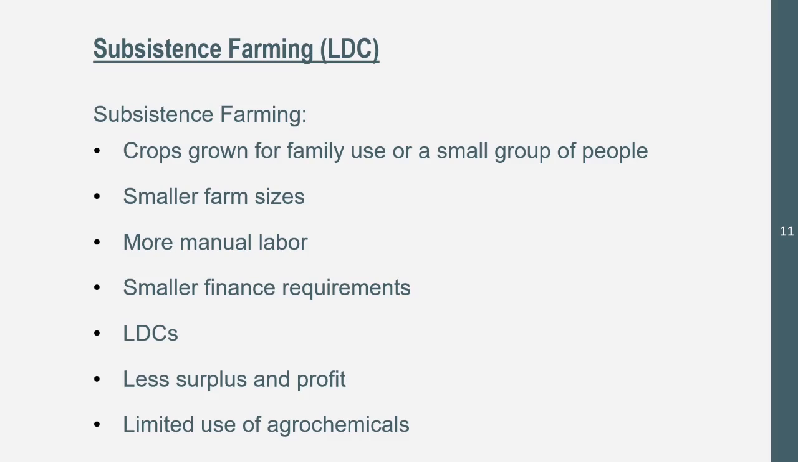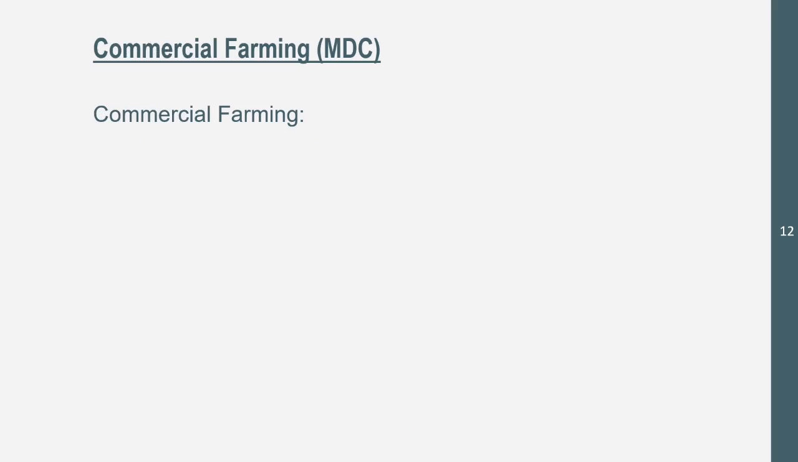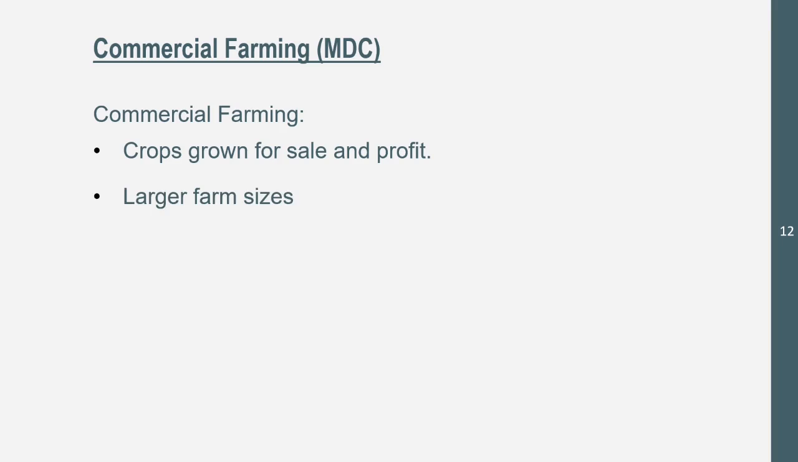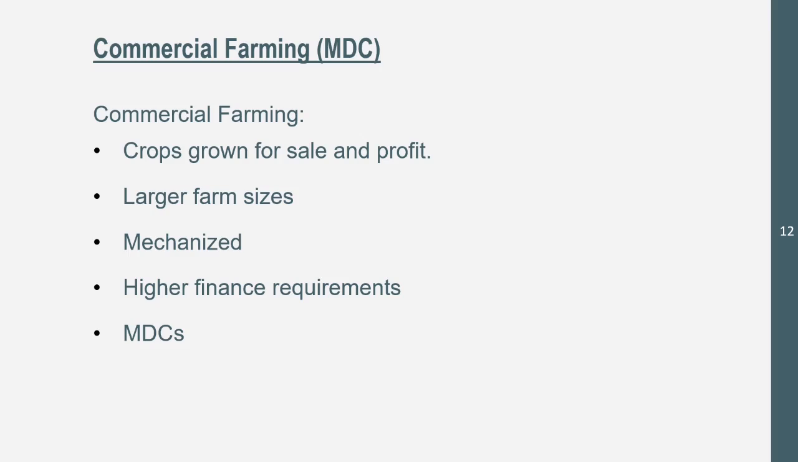So you're going to be seeing those crops go to family use or a small group of people. Then we got commercial farming, which is the opposite of subsistence farming. So crops are grown for sale and profit. We're going to see larger farm sizes to maximize that amount of profit. We're going to see mechanized materials that can work on that larger farm. We're going to see higher finance requirements because you're in that MDC. People are going to be paying more money for those crops. I mean, you're selling more of the stuff because people will buy it.